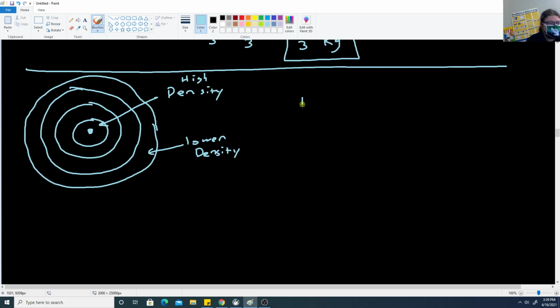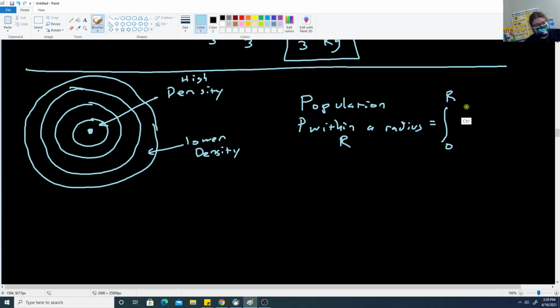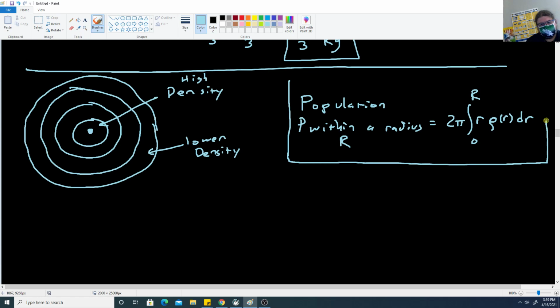So we get this equation that says if you want the population P within a radius R, that will equal, you integrate from 0 up to R, sorry, there's a 2 pi in front of this because it's radial. So we get 2 pi integral from 0 up to R of little r times the density function with respect to the radius dr. So this is our radial density function.